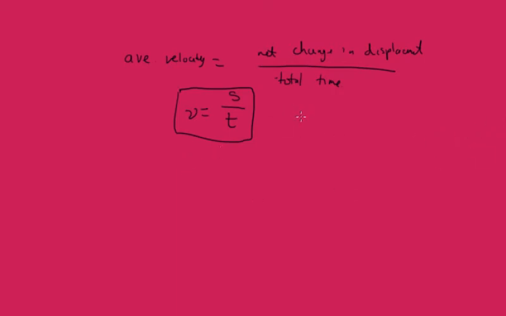For velocity, we measure velocity in meters per second. It's the SI units. When you're looking at questions, be careful if they're in kilometers per hour or miles per hour to make sure that you are working in the correct units.